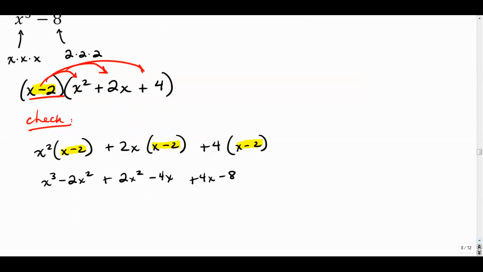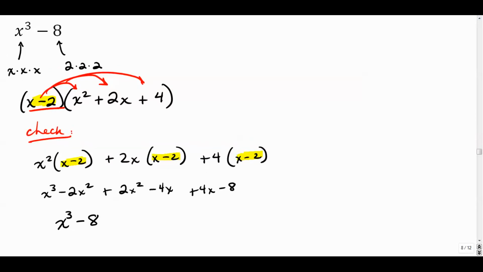And I'm checking to make sure that this formula that I used here is the right one. Sometimes I forget them, so let's see. X cubed doesn't come out with anything else, so we'll write it there. Negative 2x squared, positive 2x squared, they cancel. Minus 4x plus 4x, they cancel, leaving us with minus 8, which is exactly what we wanted. Alright, so that tells me that my formula is correct. So we've got this as our binomial, as our factors of x cubed minus 8.